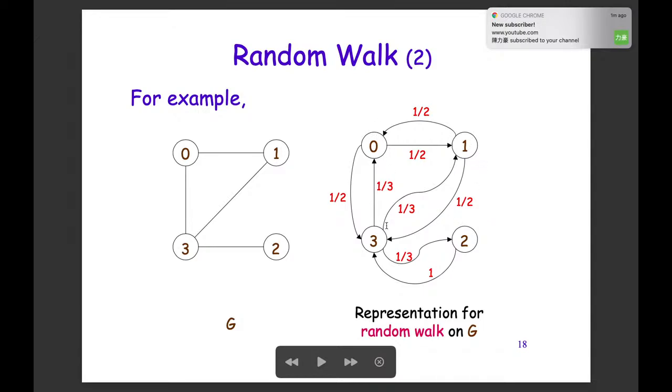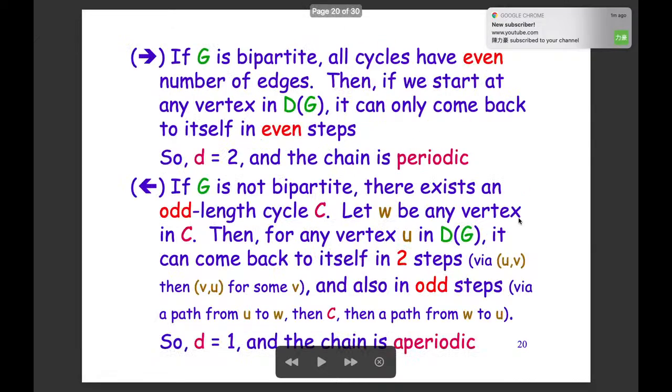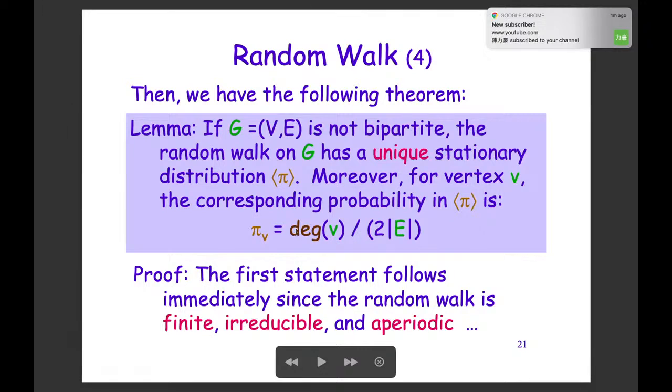And because they sum up to 1, it is going to be degree divided by the total degree. Okay, so how can we prove this? We can prove this by brute force checking, verifying whether this is going to be correct.